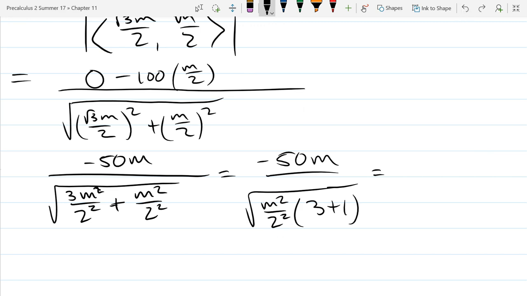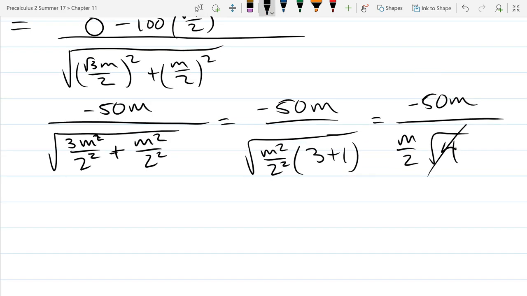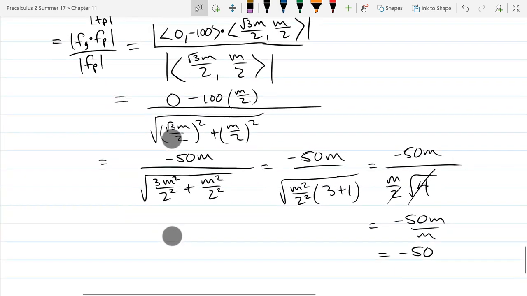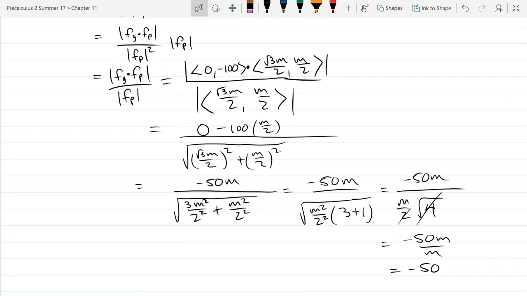So we'll bring it outside the square root. So we just have m over 2 square root of 4. And that square root of 4 is 2, canceling that 2. The m's are going to cancel, and we get negative 50. We should have positive. All right, I see why.